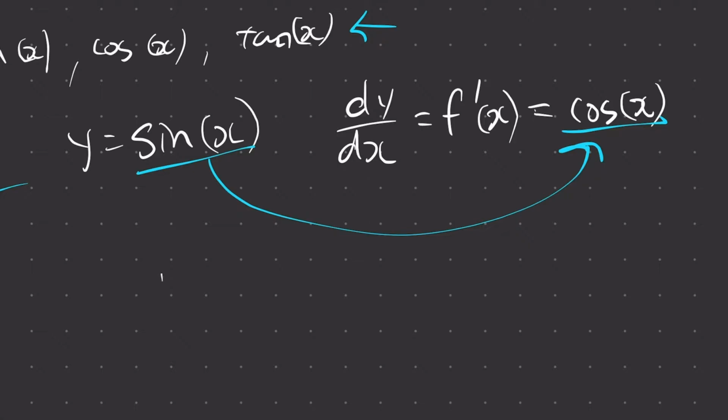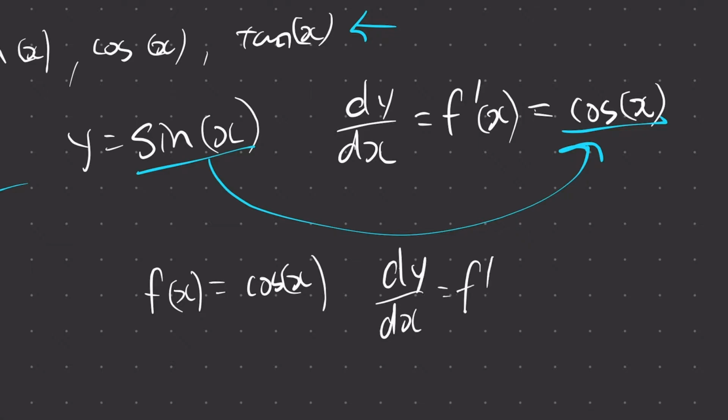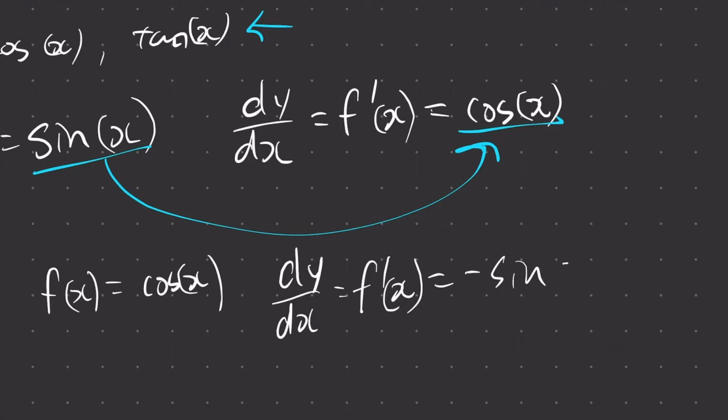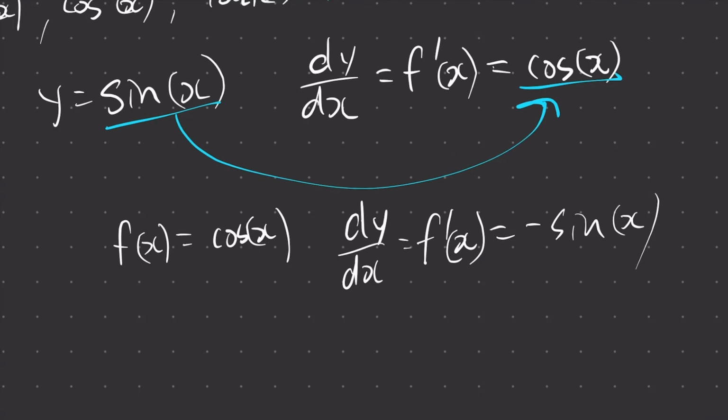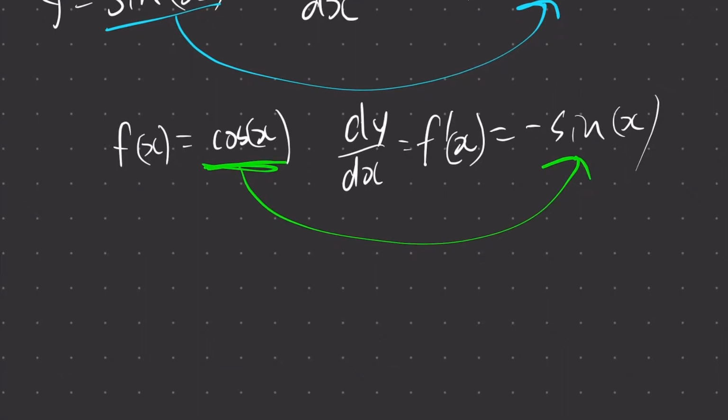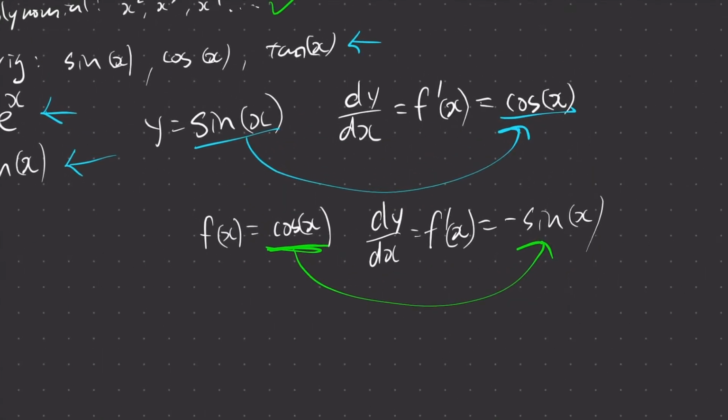So let's say f of x is equal to cosine x. If I want dy over dx, also known as f prime of x, the derivative of cosine x is negative sine x. How do I know? It's because the formula book says so. Do you need to know why? No, you don't. Whenever you see cosine x and they ask you to find the derivative, boom, negative sine x, done. No thinking. Finally, we have tangent x, but you don't have to do it.